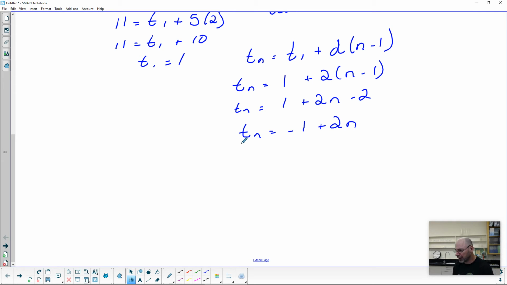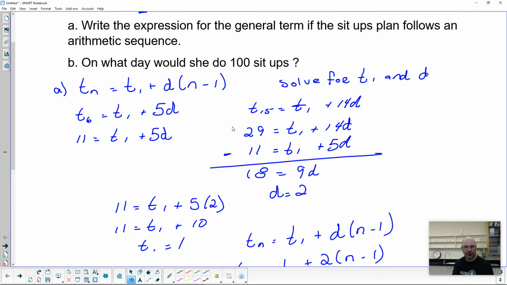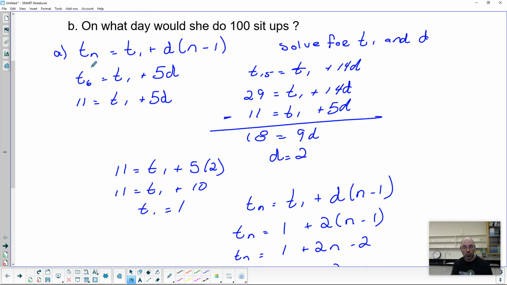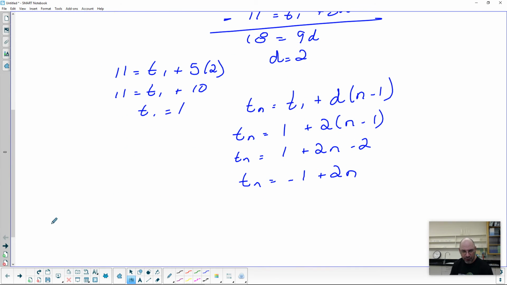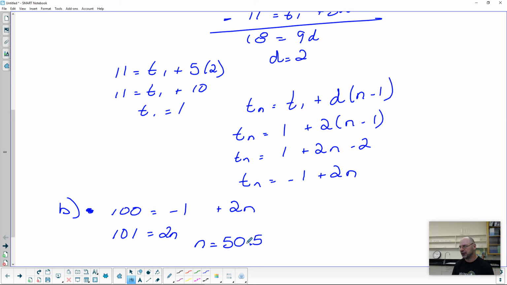Now they're asking in part B, what day does she get the 100th one? What day is Tn 100? We could use this general term. You could say that 100 is equal to negative 1 plus 2n, and we solve for n. So we add 1 to both sides: 101 equals 2n. Divide by 2, n equals 50.5. So on the 51st day, she would pass it, on the 51st term. So the closest one would probably be the 51st term.